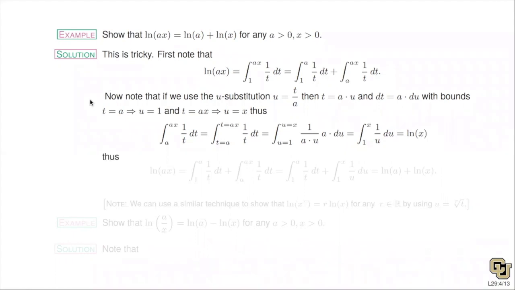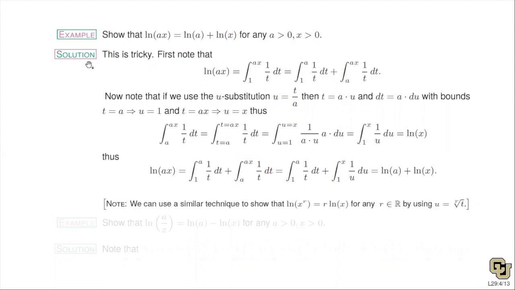And so we can put it all together. ln of ax, I can write as the sum of integrals, and the second integral here, by doing the u substitution, we can write it as the integral from 1 to x of 1 over u du, and so that gives us ln of a plus ln of x, if you go back to the actual definition. Like I said, you don't need to know the proof, but you do need to know the property, okay?